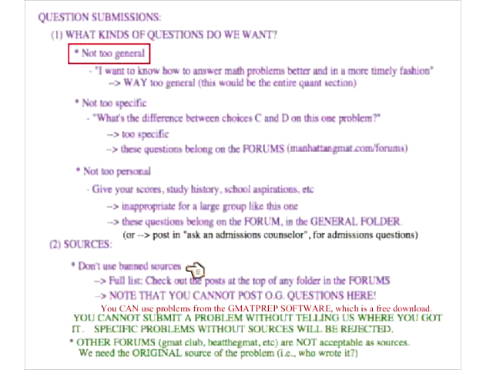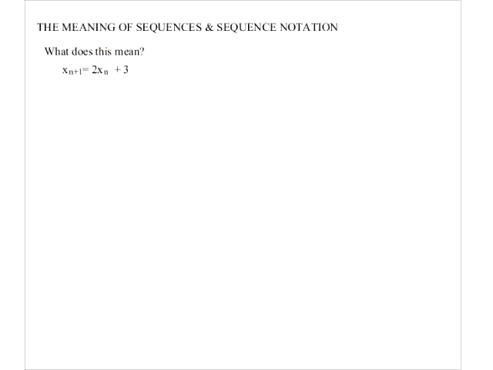Okay, so let's get into the meat of the material. In particular, let's talk about this. Sequences and sequence notation. Okay, let's talk about what this means. Does anybody want to type in the text box any sort of interpretation in words of what this means when you see something like this? What is going on here? If you want to type in the text box.